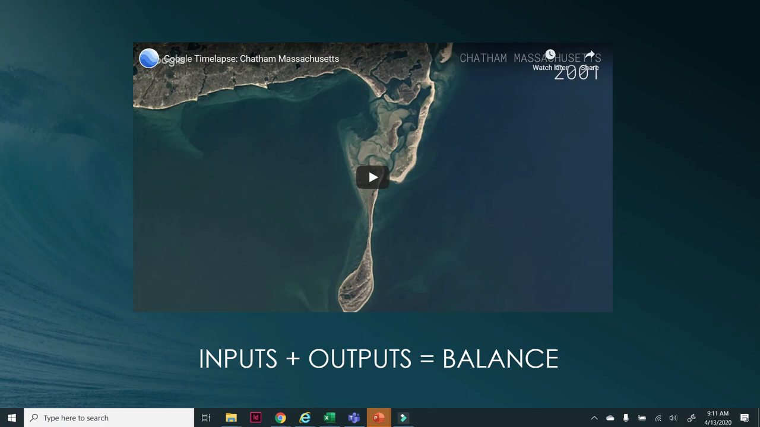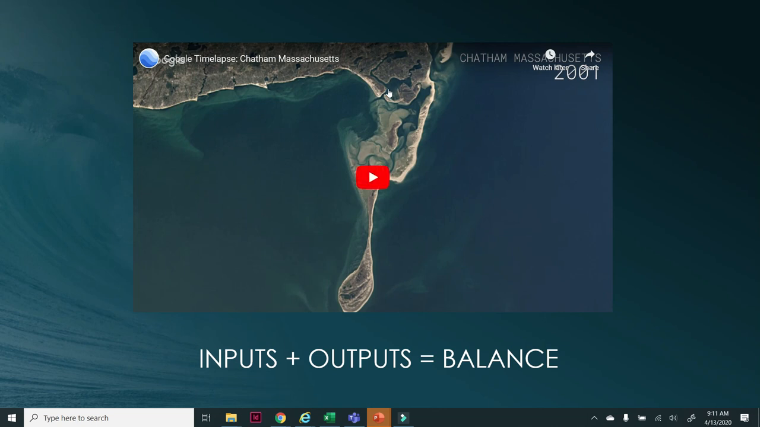So here's an example of inputs versus outputs. And this is on Cape Cod. This is the very tip of, well, not the tip of Cape Cod. This is what we call the elbow of Cape Cod, okay? And so this is Chatham, Massachusetts right here. And we have inputs and outputs.